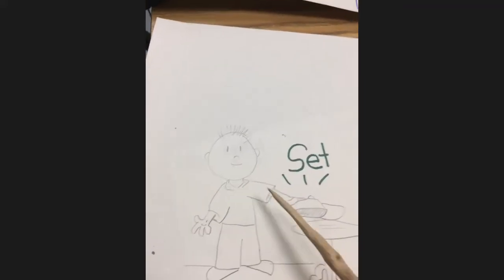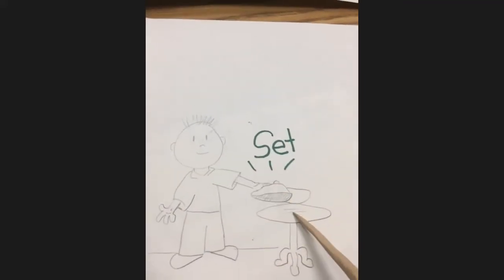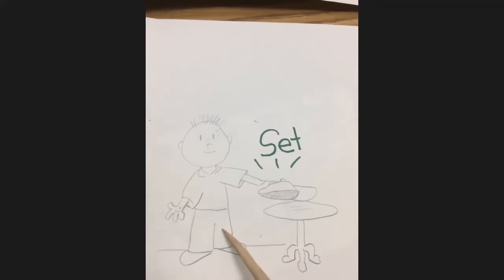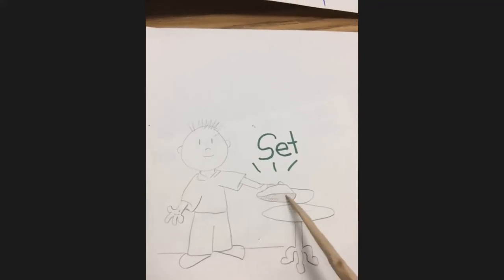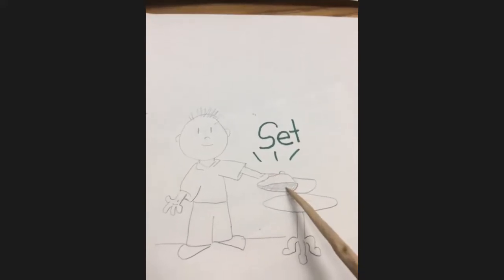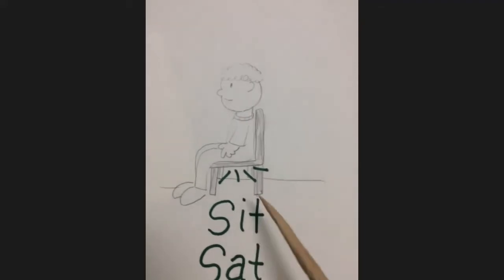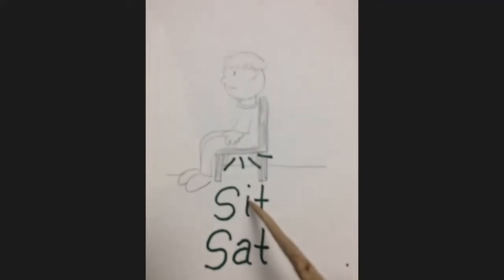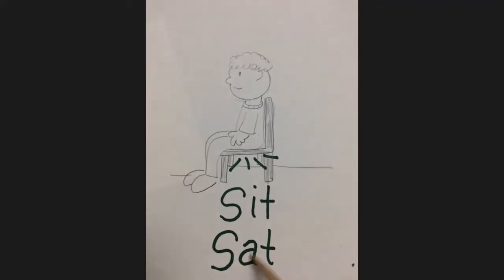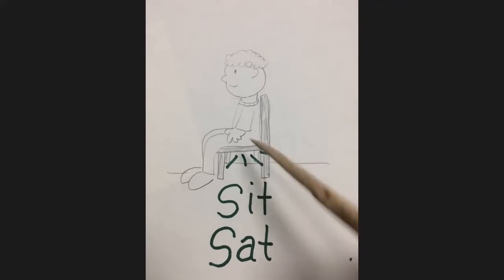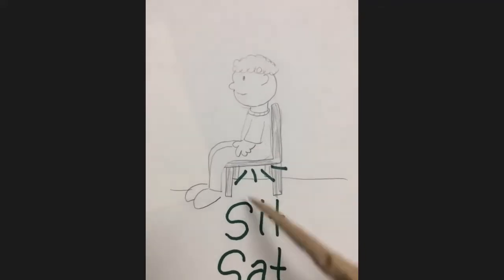Look, this boy is setting his hat down on this little table here. Set means to put or place. Whereas this guy over here, he sit or sat. Sit in the present, sat in the past. He sat down. So you can see the difference between those two words there.